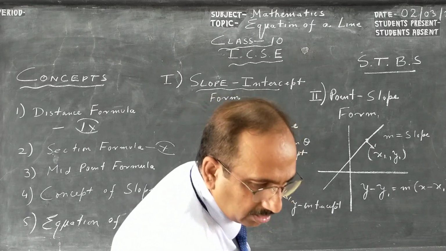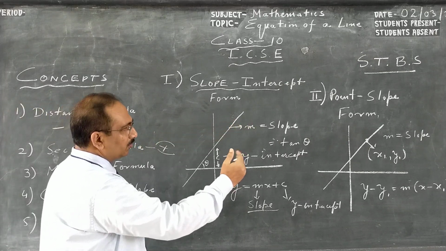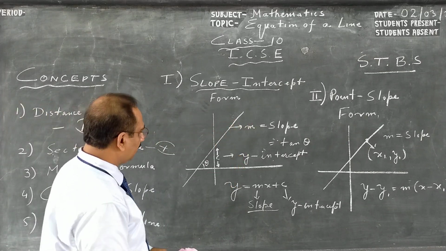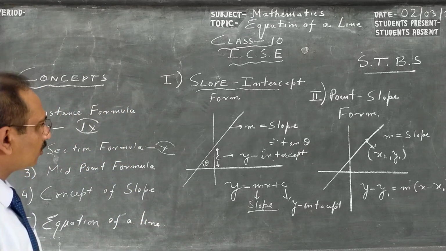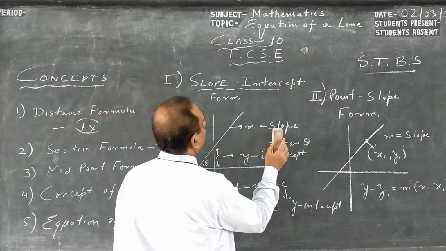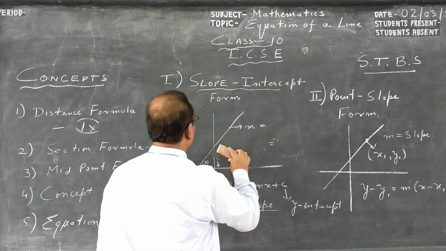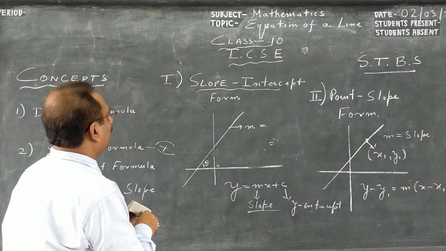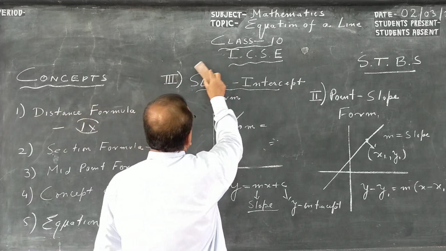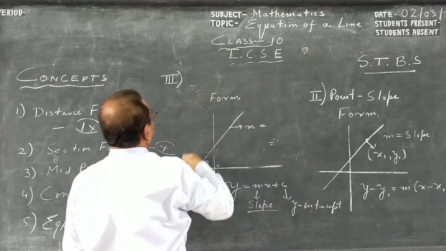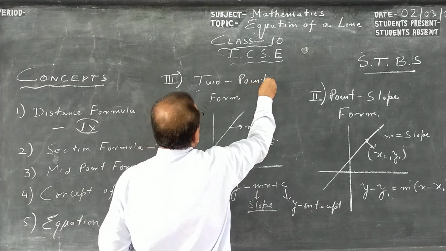Please pause the video and copy. The third one is a special case of point slope form, where we have two points given. Just copy this. Before I pause the video, I'll tell you the name of the third form. I hope you have copied the first one. It's called two points form.